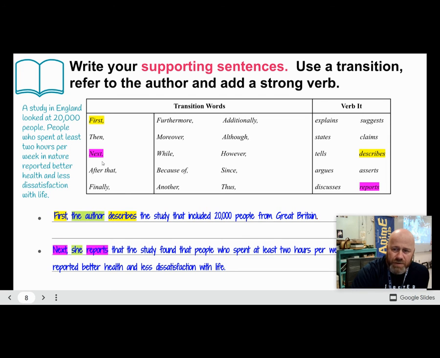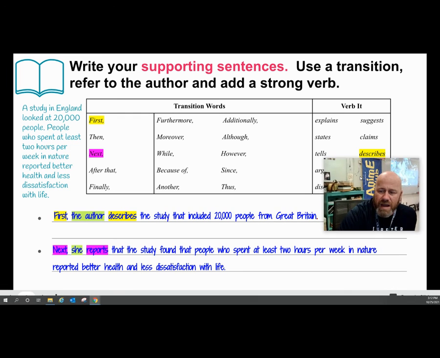Next, okay, we got a new transition word. She reports, we got a new verb, that the study found that people who spent at least 2 hours per week in nature reported better health and less dissatisfaction with life. Okay, this first chunk, we actually divided up into 2 supporting sentences.